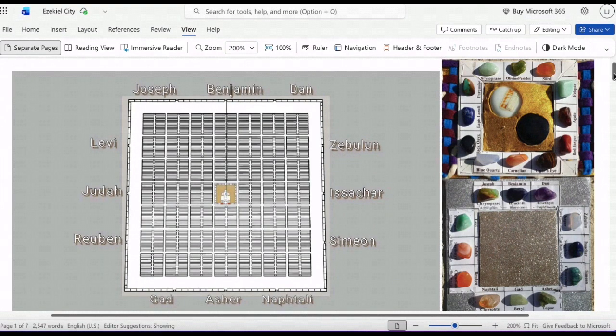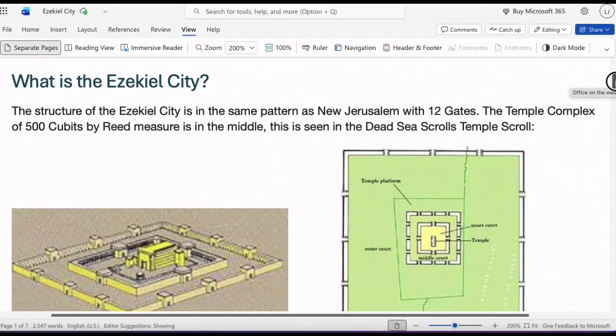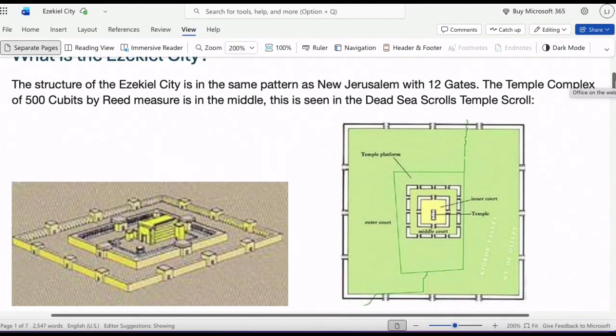So, there, the names of the tribes correspond to the gemstones. Ezekiel does not give us any gemstones. He gives us the city, and he gives us the orientation of the tribes, which we'll see. So what is the city? The structure of the Ezekiel City is in the pattern of New Jerusalem, with 12 gates of the 12 tribes. And the temple complex, okay, is 50 cubits by reed measure, and it is in the middle.